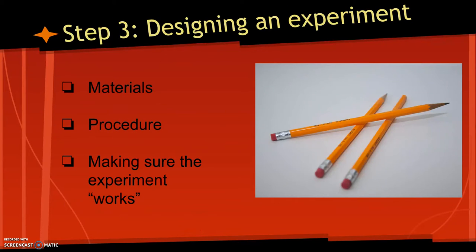After you finish your research and your hypothesis, you have to design your experiment. What materials will you need? What procedure will you follow? And you want to make sure that your experiment works. You might decide on how to do something, and you go and do it, and you're like, nope, this isn't going to work. So you go back to the drawing board, and maybe you need to change your materials or your procedure in order for your experiment to do what you want it to do.